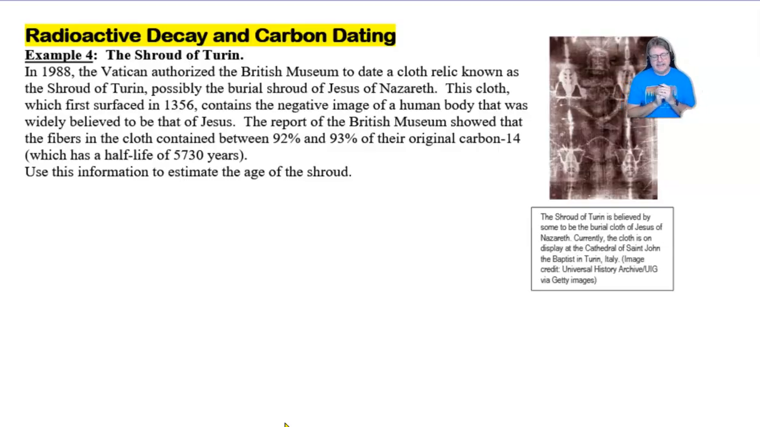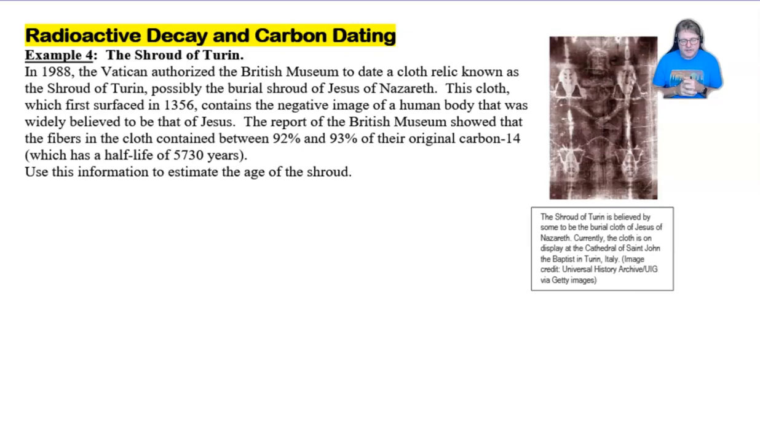It says in 1988, the Vatican authorized the British Museum to date a cloth relic that was known as the Shroud of Turin. And I have a little picture of it over here, as you can see. It says this particular shroud was possibly the burial cloth of Jesus of Nazareth. And the cloth first surfaced in the year 1356. And as you can see from this image, it contains the negative image of a human body that was widely believed to be that of Jesus.